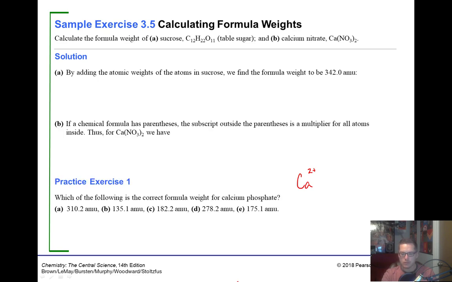All right, here we go. It says, which of the following is the correct formula weight for calcium phosphate? So we have to make sure we know what calcium phosphate is first. This is partly why we spent so long doing the nomenclature practice.